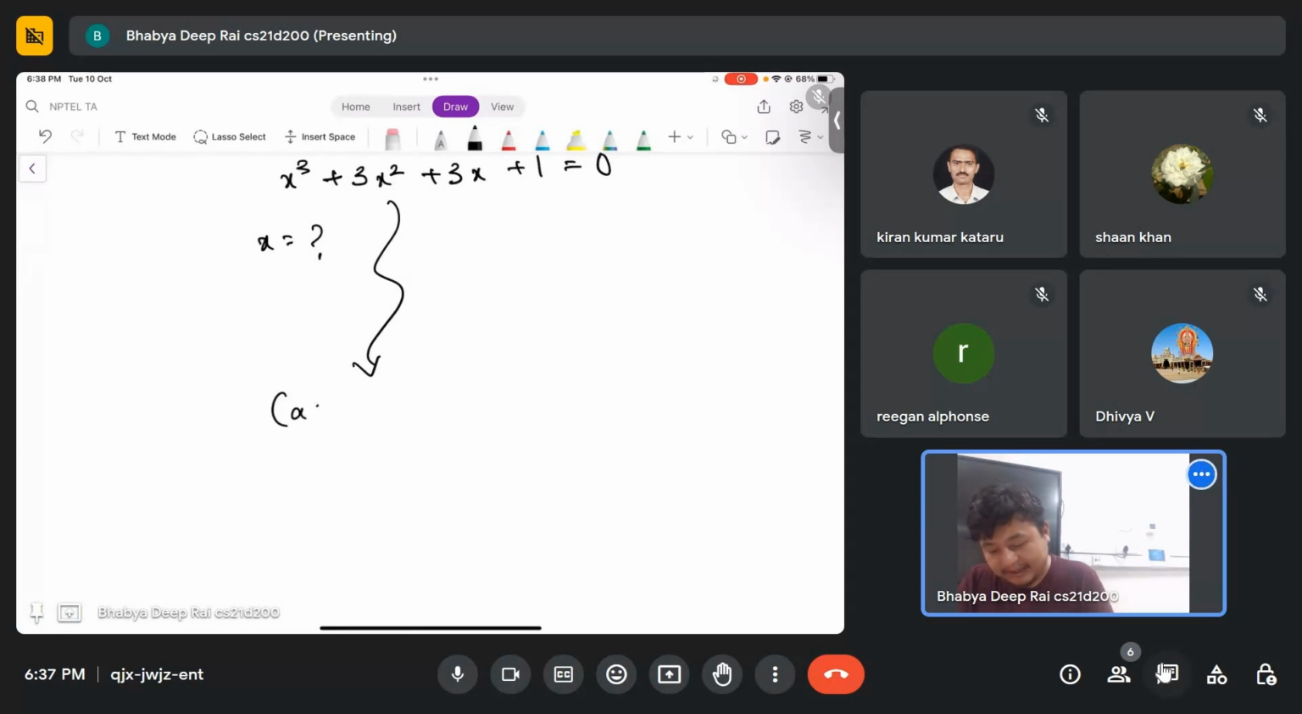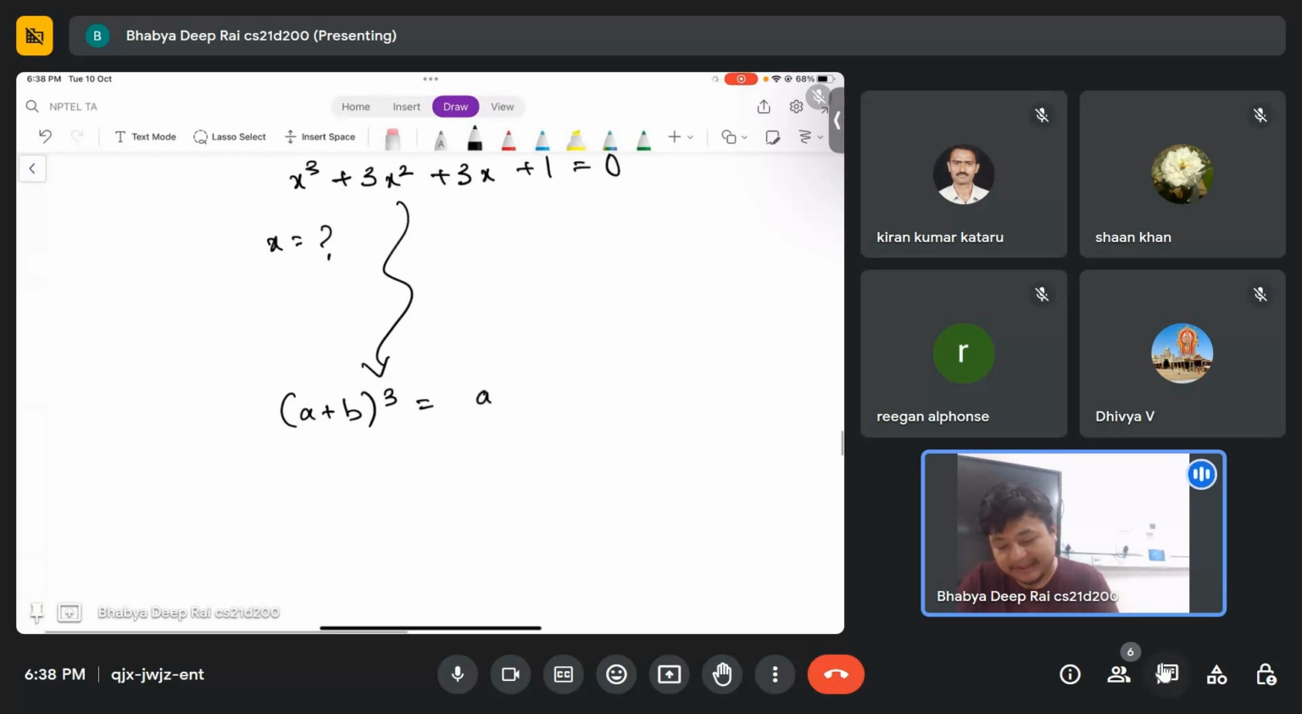We'll look at a plus b whole cube. And what is a plus b whole cube? It is nothing but a cube plus 3a square b plus 3ab square plus b cube. This is what we know.